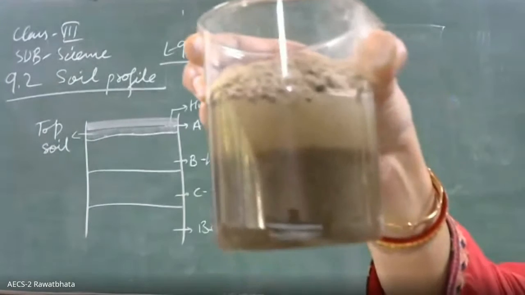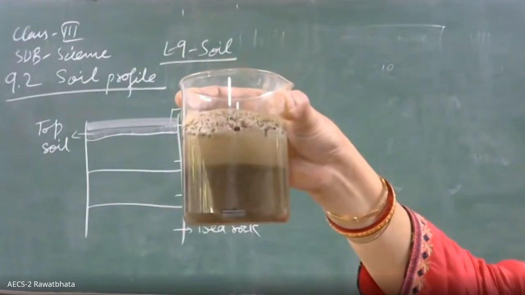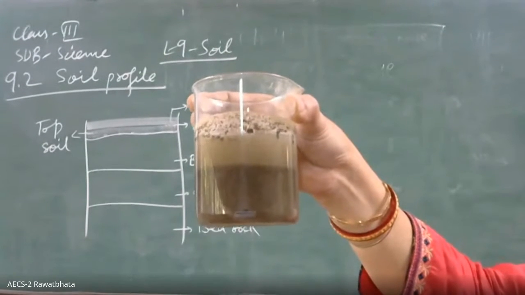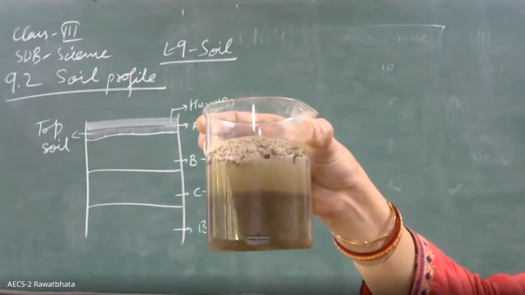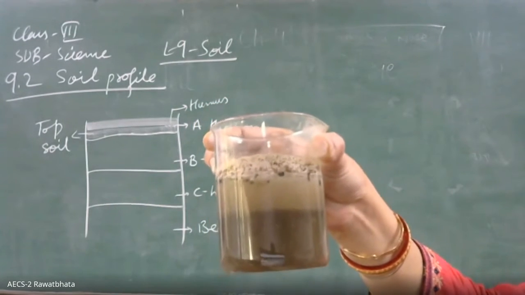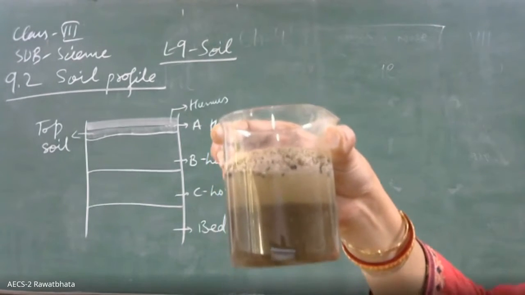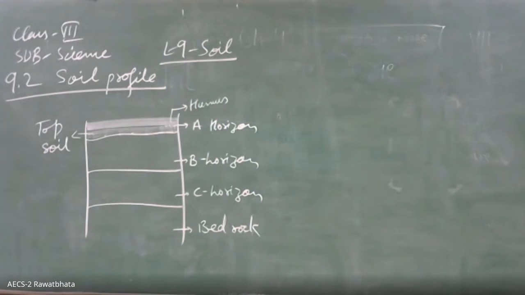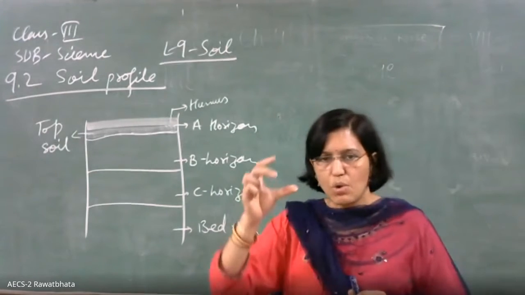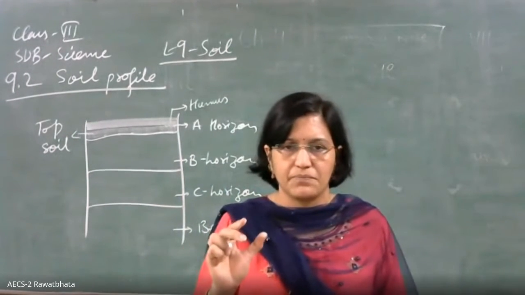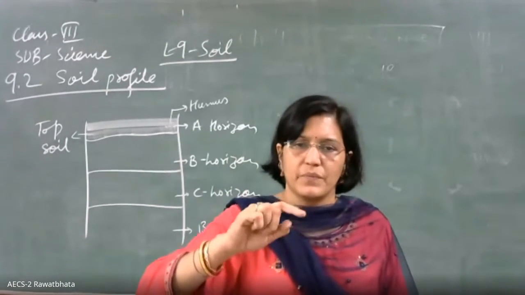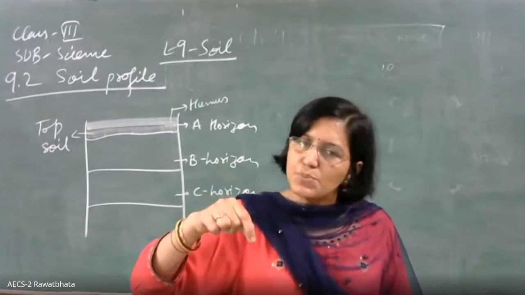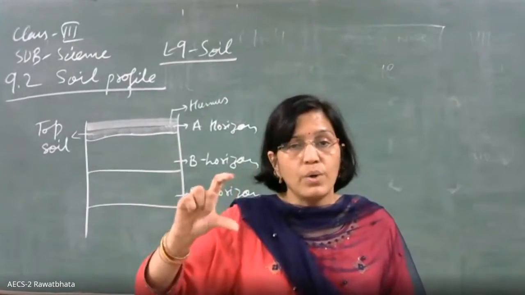This is how the soil profile will appear to you if you take some sample of soil in a glass, and you can do this at home also. You can take up the soil from your neighborhood, maybe from any of the gardens, a small lump of it, or maybe your kitchen garden itself. Put it in the glass and then add some water. Try to stir it a little bit with a spoon. Allow it to stand for some time.